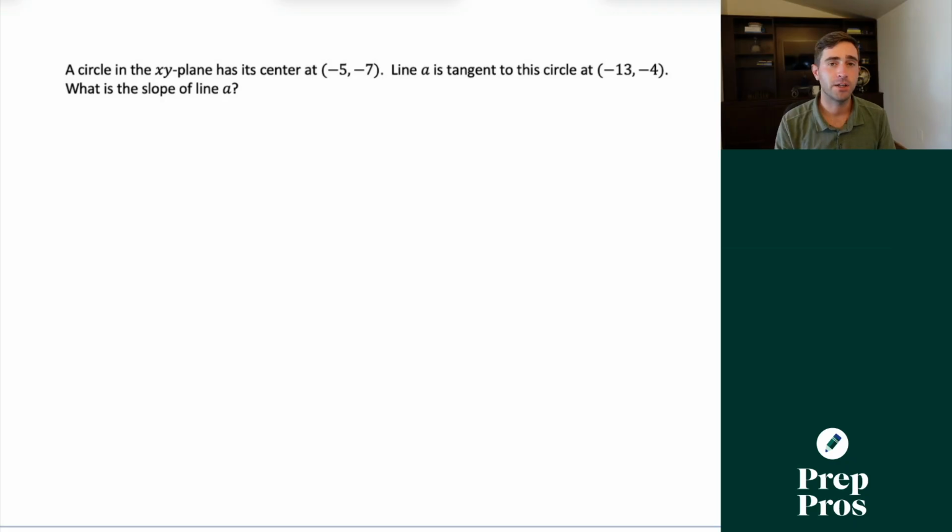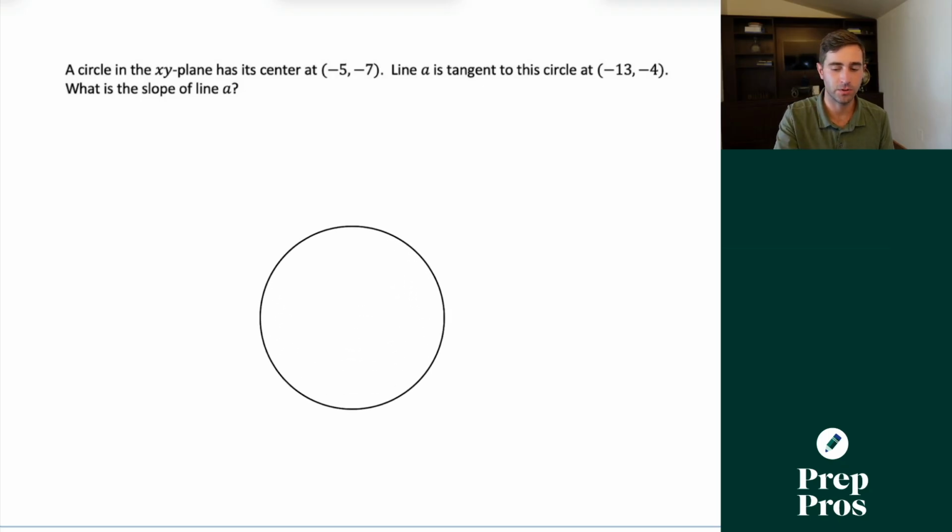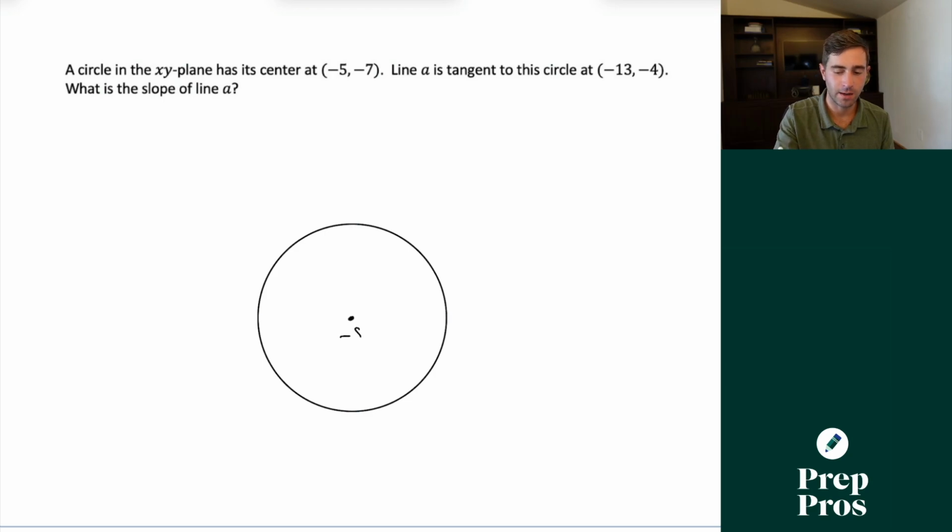Now, the next thing I think you're going to see is some form of tangent related question here. And so this is probably the most common variety we're going to go through. A circle in the XY plane has its center at -5, -7. So we'll just draw something out so the visual is easier to follow. So we'll have our center at -5, -7. And line A is tangent to this circle at -13, -4.